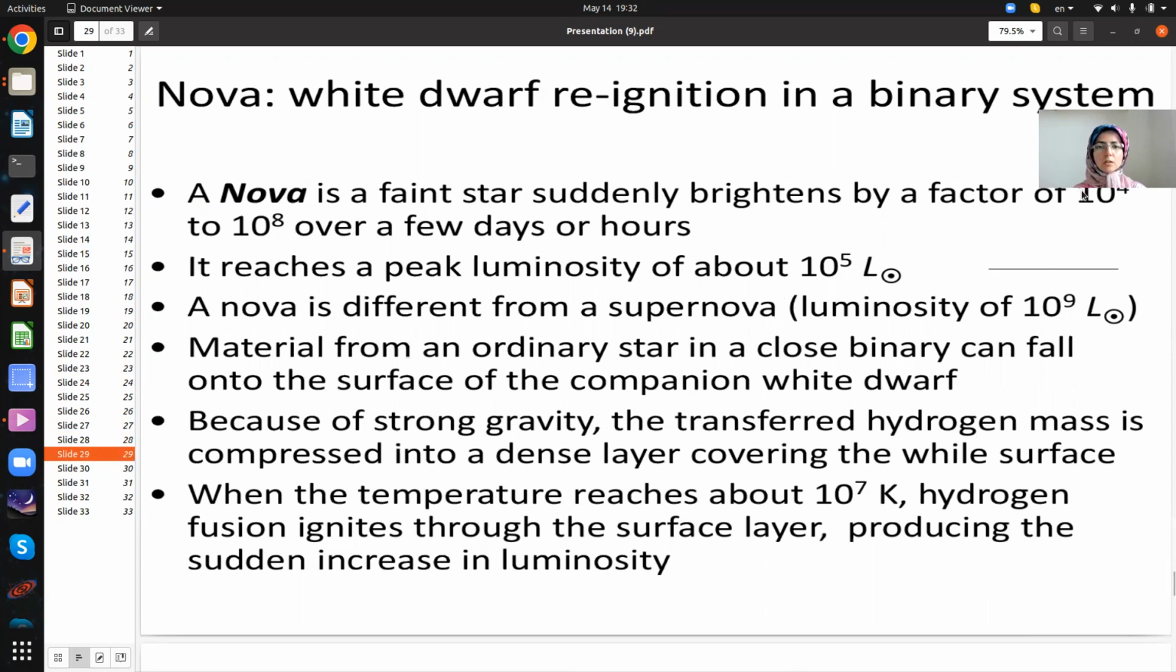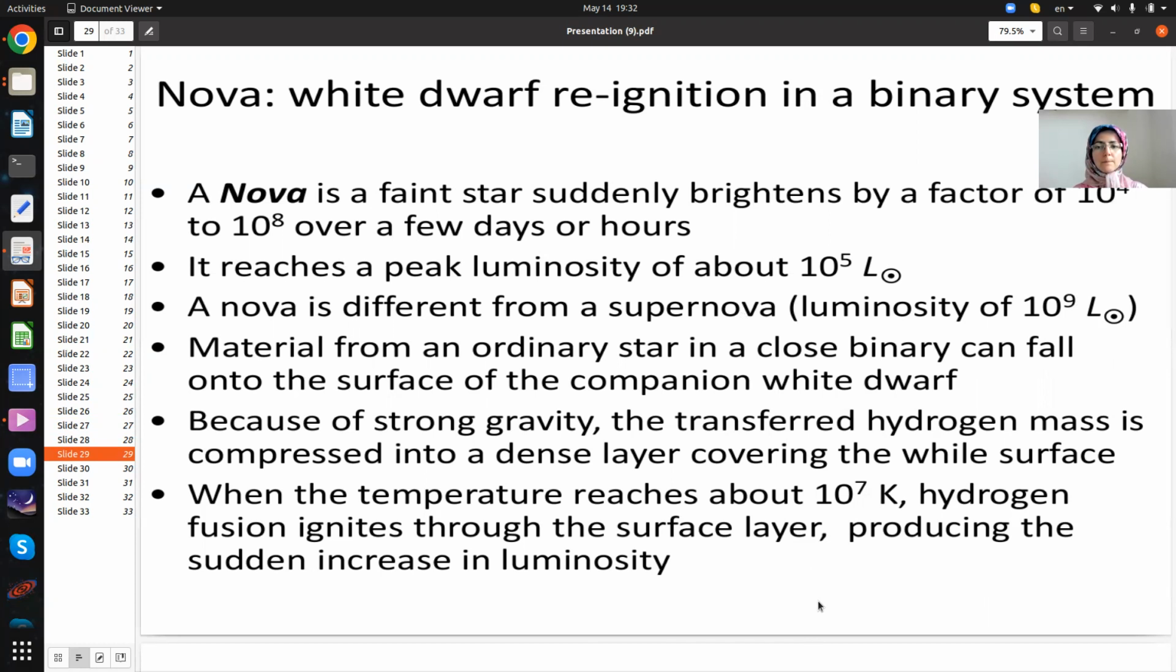A nova is a faint star that suddenly brightens by a factor of 10 to the power 4 to 10 to the power 8 over a few days or hours. It reaches a peak luminosity of about 10 to the power 4 solar luminosity. A nova is different from a supernova, which has a luminosity of 10 to the power 9 solar luminosity.